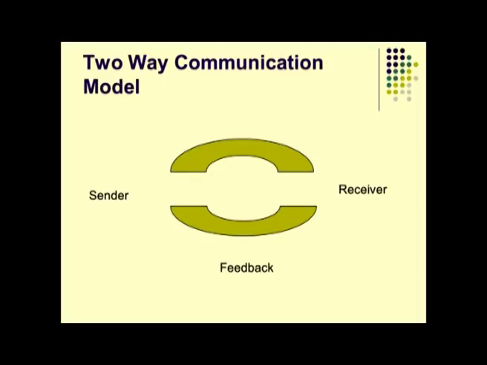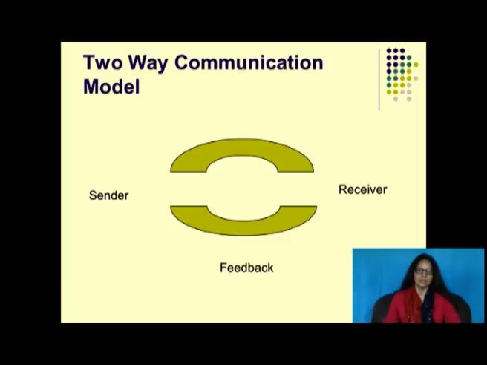Now, in a two-way communication model, we have a sender and we have a receiver. So the message goes from the sender to the receiver. But the communication is not complete unless the receiver gives feedback. So suppose you signal to someone and you assume that person has seen your signal.